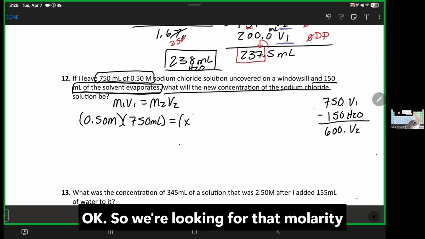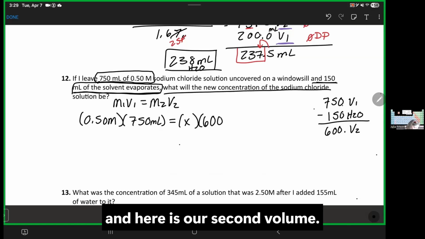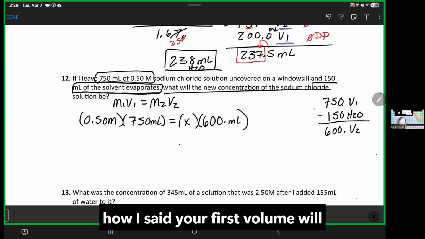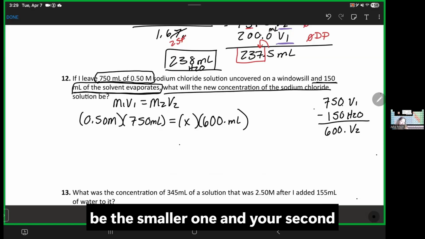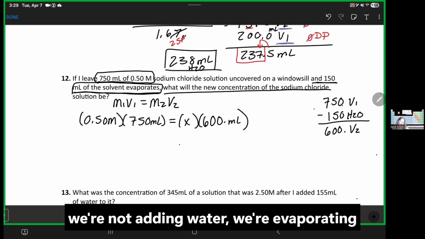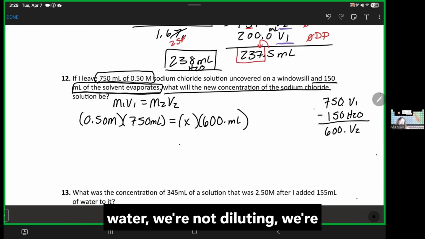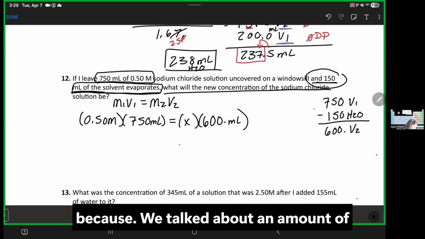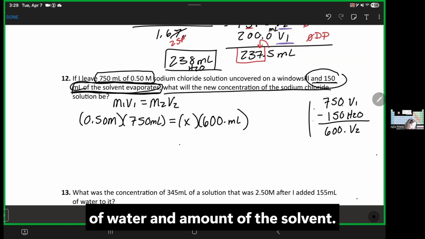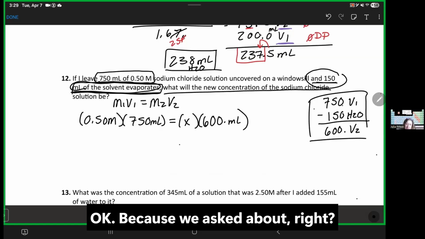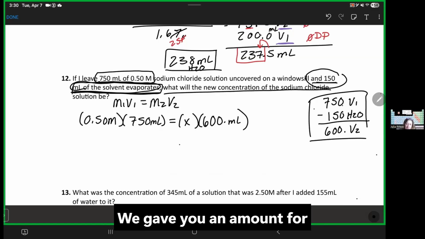Okay, so we're looking for that molarity, and here's our second volume. See how that's backwards of how I said your first volume will be the smaller one and your second volume the larger one? Well, because we're not adding water, we're evaporating water, we're not diluting, we're concentrating. It's the other direction. But the big thing is because we talked about an amount of water, an amount of the solvent, we had to do a subtraction, because we gave you an amount for that.